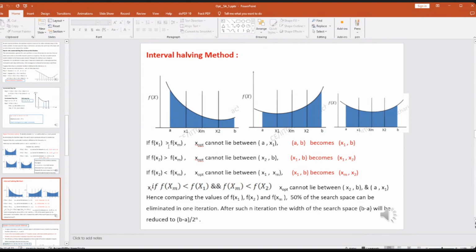Is it clear or not? Clear, sir. So after n iterations, the width of the search space will be reduced to (b minus a) divided by 2 to the power n. So you can get the idea of n by comparing the interval and your accuracy demanded, that what number of steps will be required.